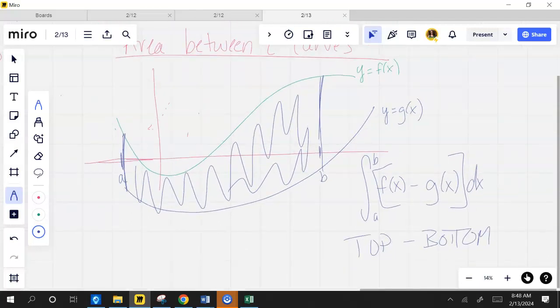Tomorrow we'll get into some that overlap, where at one point one is on top, and then you hit a certain point and the other one's on top, and you have to flip them into two integrals. But we'll get to that tomorrow. For right now, we'll just focus on the basics: top minus bottom will give you the area in between. So, area between two curves, top minus bottom. Easy enough? Let's do one example and I'll shut up.